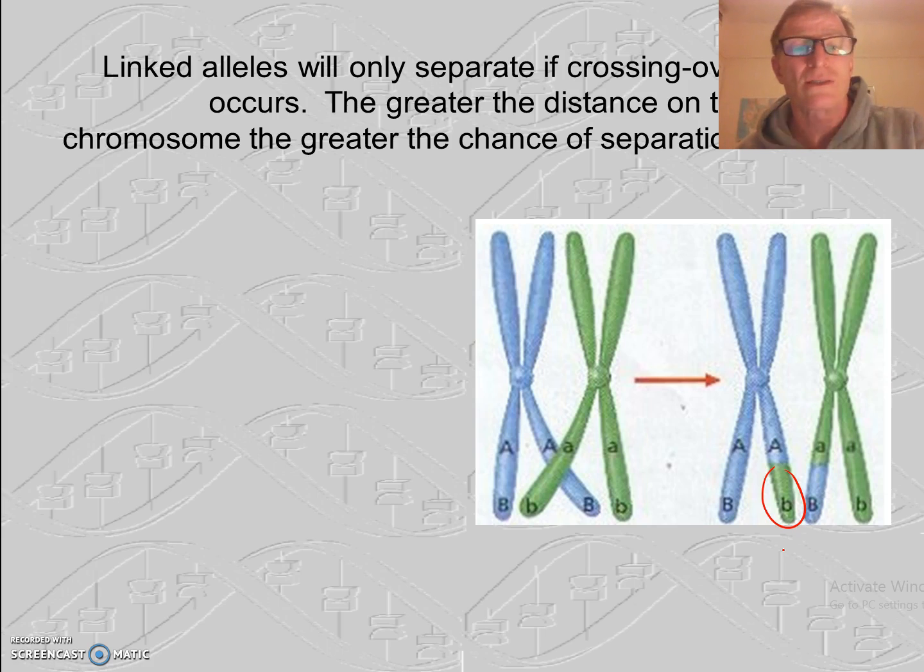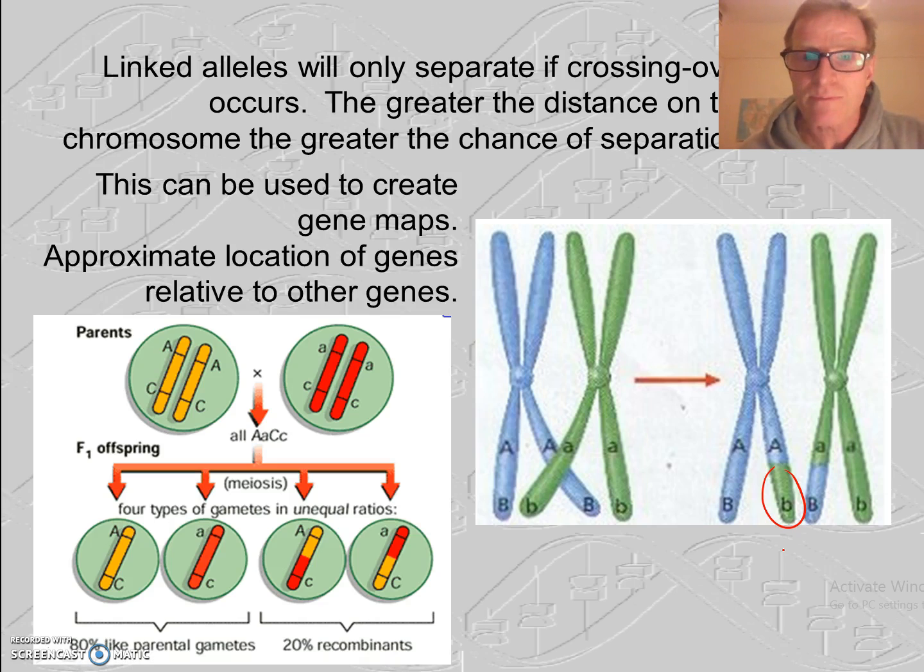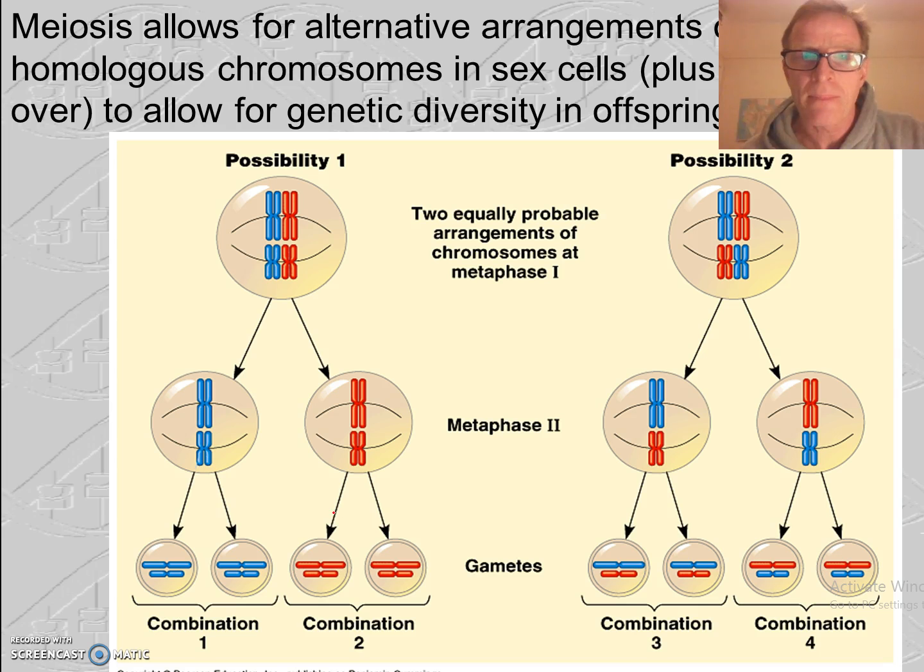We can actually use this when we get into genetics to study linkage maps and figure out how close different genes are by how frequently they cross over. And we'll get into that later. All right, but there's a good example of another crossover occurring, and we can see how likely they are based on how close those 2 genes are.